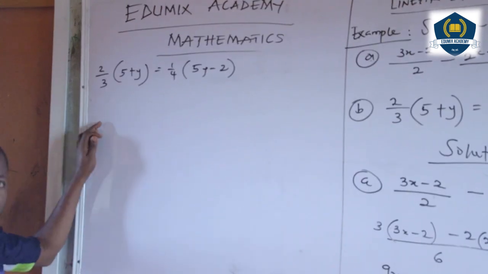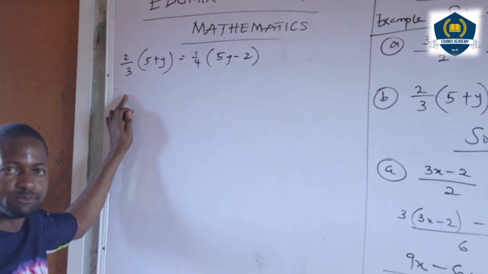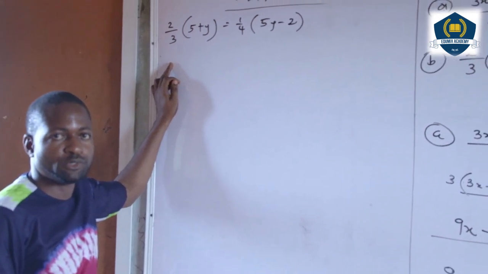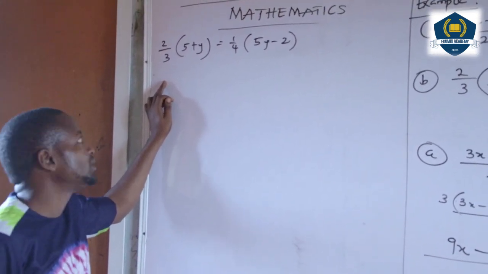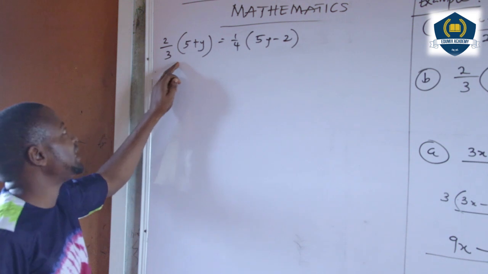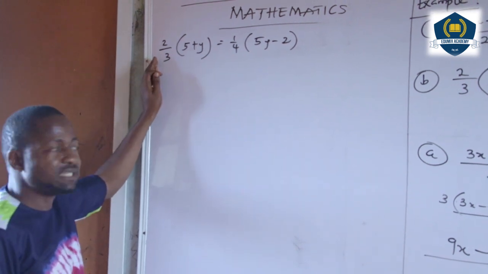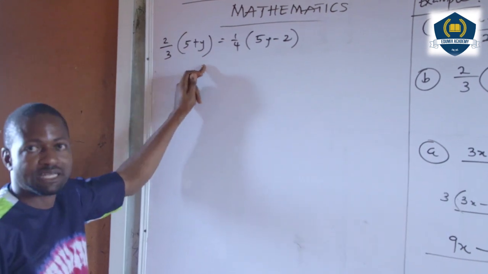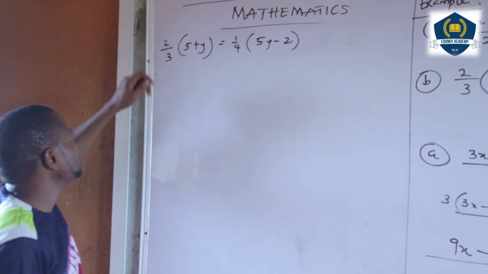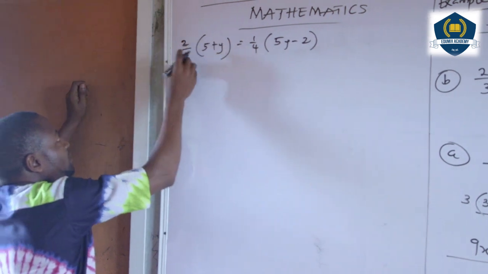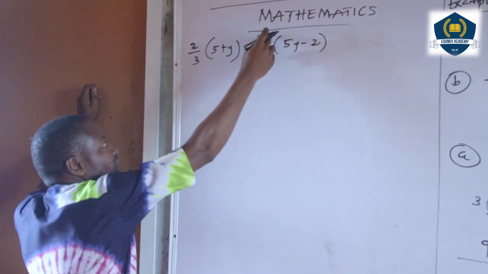Now, there's something I want to explain to you that you really must understand from now going forward, because you are going to meet it in future. Whenever you have any algebra expression or whatever at all beside the fraction, the numerator multiplies whatever you have beside that fraction. The numerator on the left hand side is 2 and the numerator on the right hand side is 1.